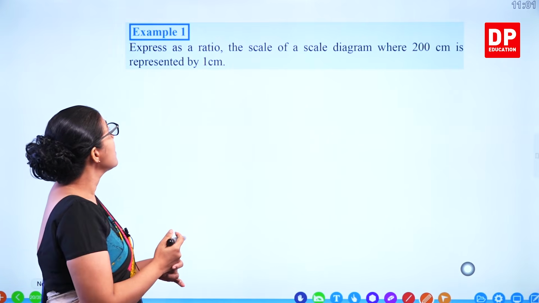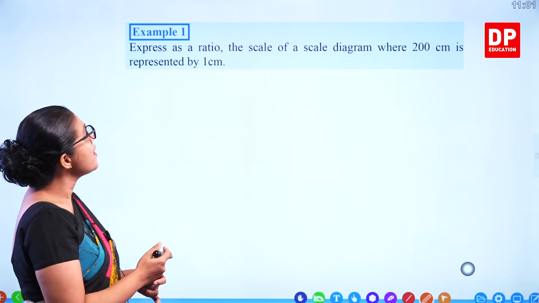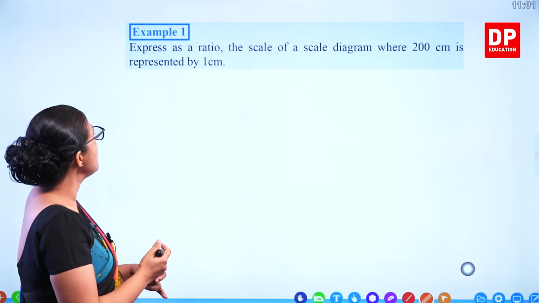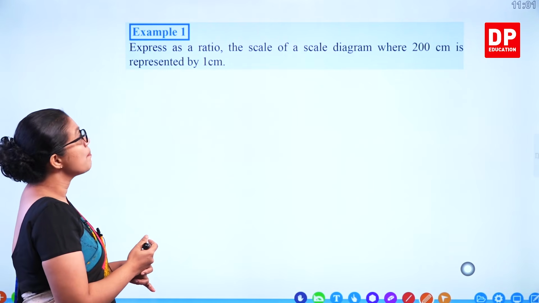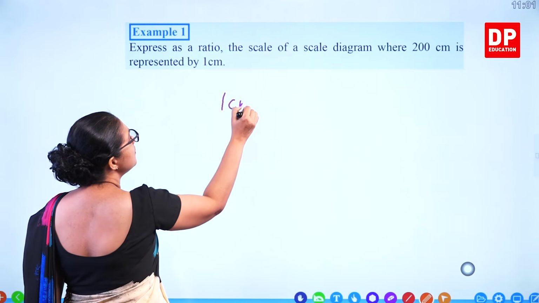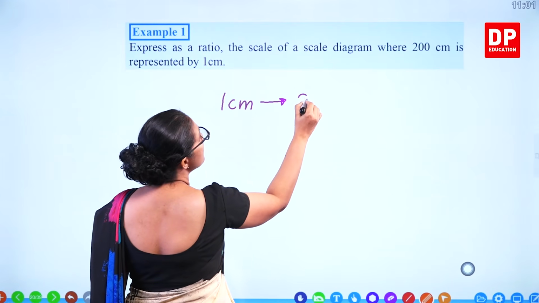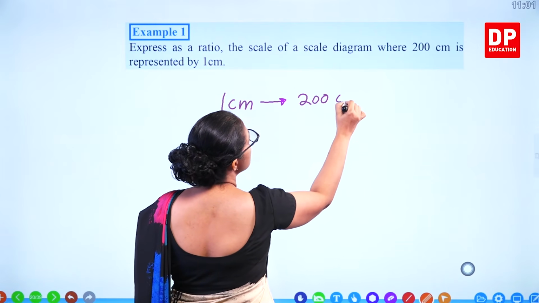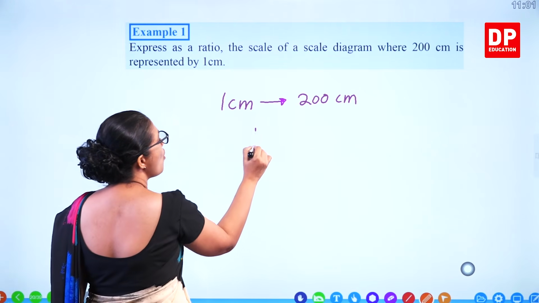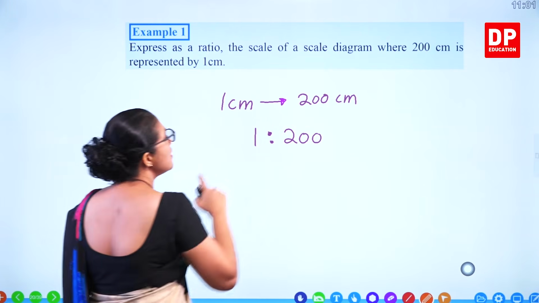Now we'll look at examples in your textbook. Example number 1. Express as a ratio the scale of a scale diagram where 200 centimeters is represented by 1 centimeter. So 1 centimeter represents 200 centimeters. Both are in centimeters. So you can straight away write down the ratio. 1 to 200. You don't need to write down the centimeters.